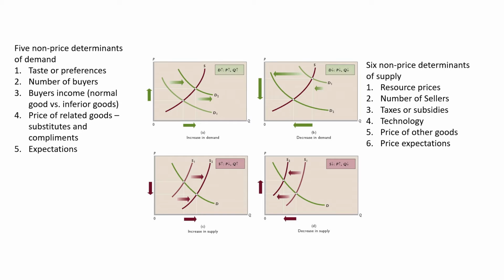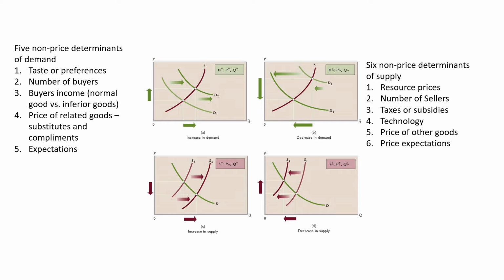Remember, when analyzing market scenarios, you're going to employ your understanding of the 5 non-price determinants of demand and the 6 non-price determinants of supply to ultimately demonstrate and determine how changes in demand or supply ultimately affect equilibrium price and quantity in the market. So we have the 4 graphs here in front of us.